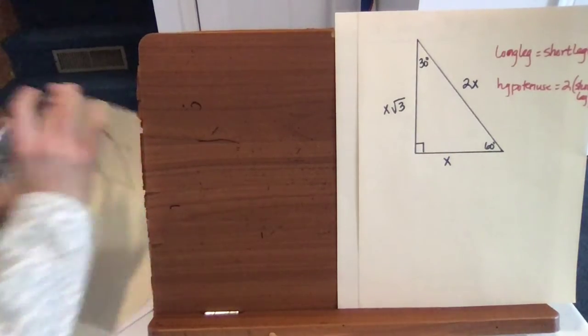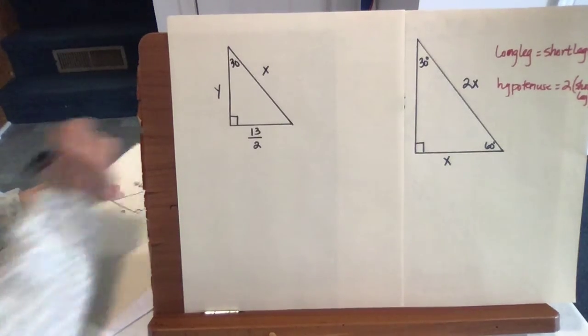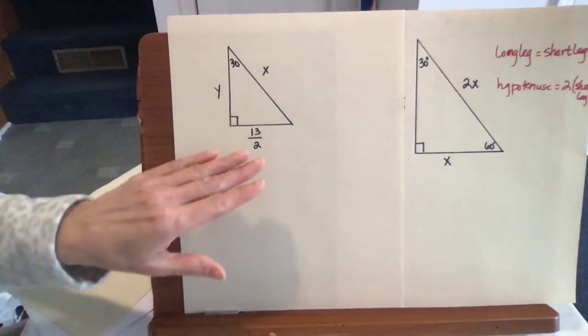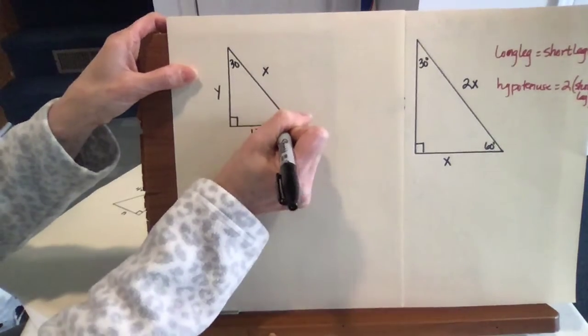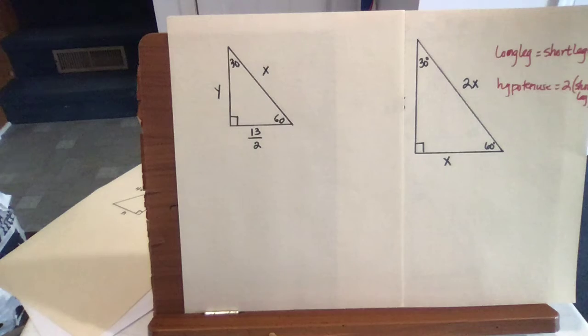All right, let's take a look at this problem. So we have y. That's our long leg because it's opposite our 60-degree angle. If that's 30, it has to be 60. And you can write this on your triangle so you can see it. It's probably a good idea.